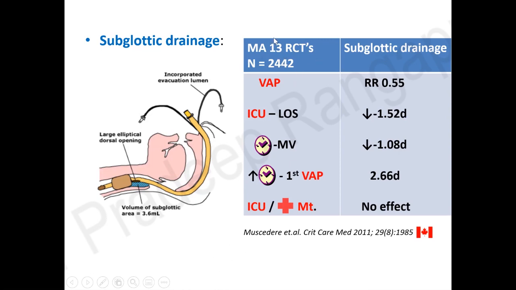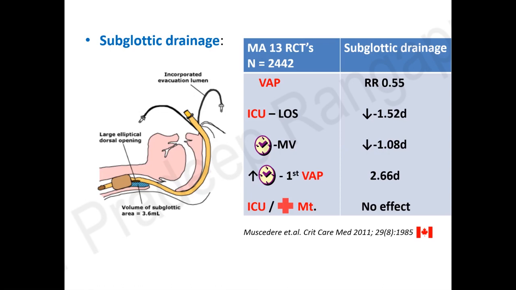13 randomized controlled trials they looked at, with 2,442 patients who underwent subglottic drainage. And they found the risk of VAP was significantly reduced in patients who got subglottic drainage. ICU length of stay was reduced by 1.52 days. The duration of mechanical ventilation was reduced by 1.08 days. And there was increased duration needed for development of first VAP by 2.66 days as opposed to the group which did not get subglottic drainage. And for hospital length of stay, there was no effect. So all in all, this is the biggest meta-analysis taking 13 randomized trials with subglottic drainage and shows that there is some merit in using subglottic drainage to reduce the risk of VAP.